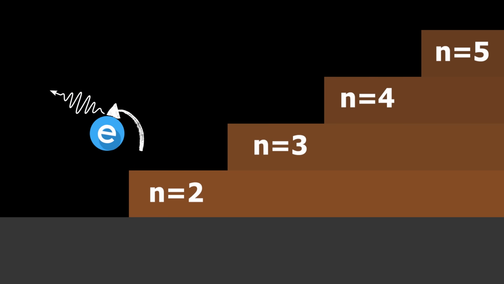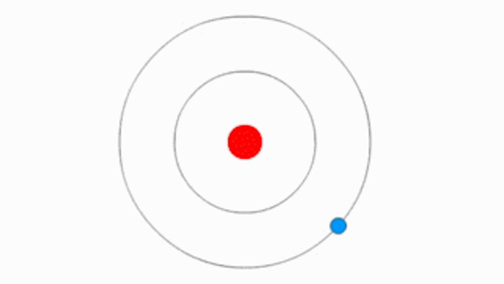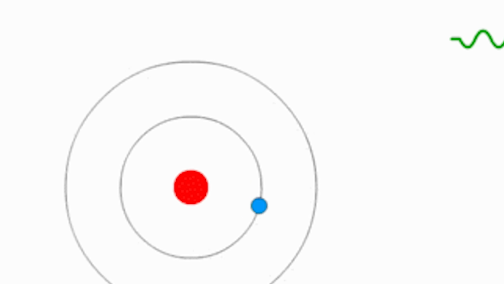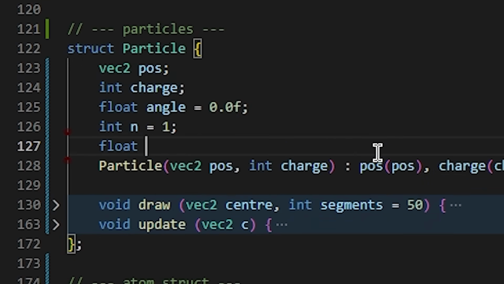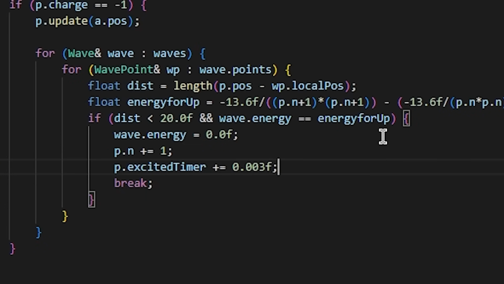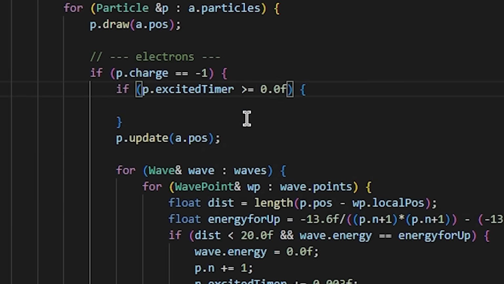But there's a bit of a problem. Electrons always want to go to the lowest energy level, which means that when an electron is excited, there's a time limit before they fall back down and release that energy back out as a photon. So let's add an excited timer variable into our particle struct. If an absorption occurs, we'll increase that timer by a small amount, and in the loop, we'll decrease that timer every frame by a small amount.